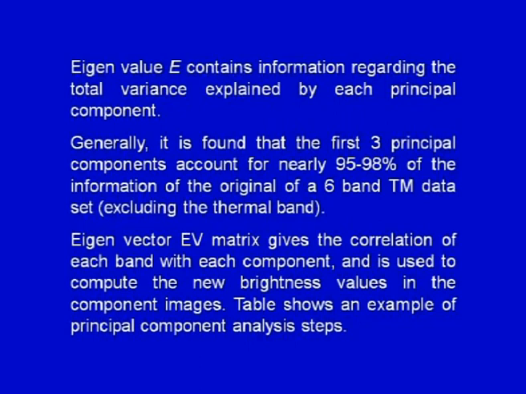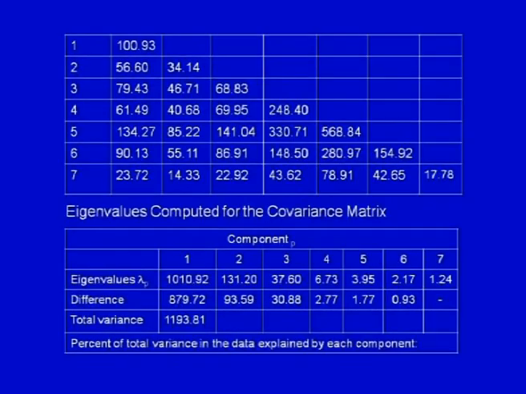The table below shows an example of the principal component analysis steps. The first matrix shows the covariance matrix, and from this the eigenvalues have been computed. What we find is that the eigenvalue of the first component is 1010, whereas the second is only 131, the third is 37, the fourth is 6.73, the fifth is 3.95, the sixth is 2.17 and the seventh is 1.24.